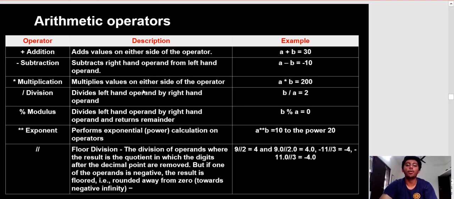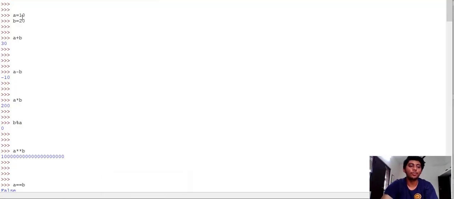Division operation divides the left hand operand by the right hand operand and returns the quotient. Modulus operation divides the left hand operand by the right hand operand and returns the remainder. Exponential operation performs exponential calculation on the operator. Floor division is the division operation where the result is the quotient in which the digits after the decimal point are removed. Only that is the difference between division and floor division. Now we will see them one by one.